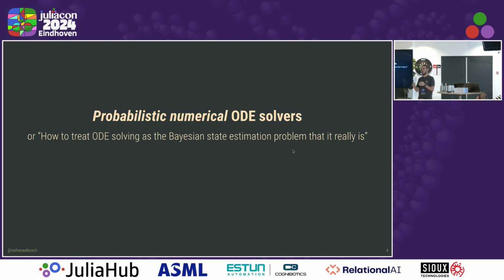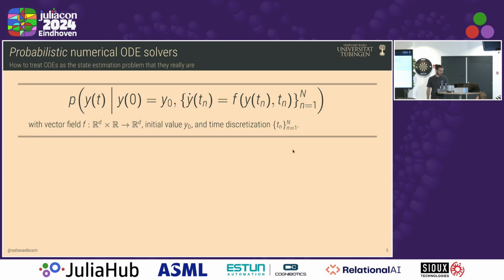In a probabilistic way, because it could be many different things, because there is some error, but we get a probabilistic description of what we think it is. So we treat ODE solving as the Bayesian state estimation problem that it really is. At least that's what I would like to motivate.